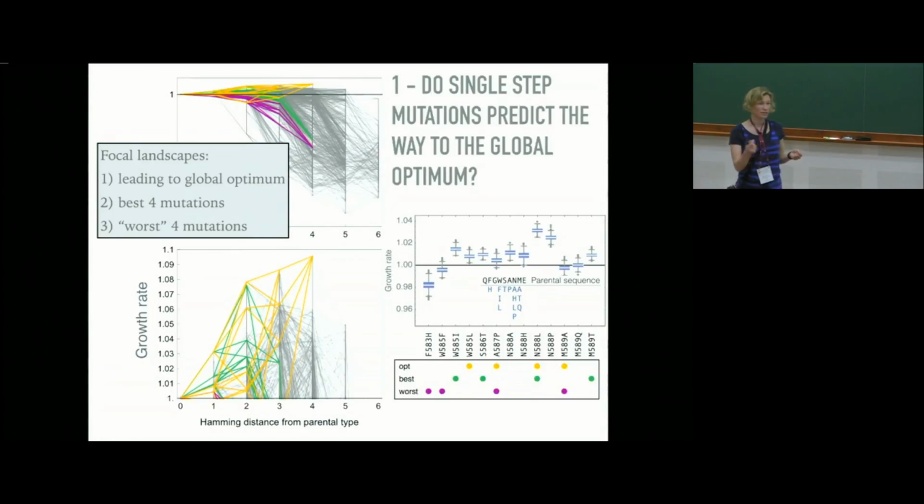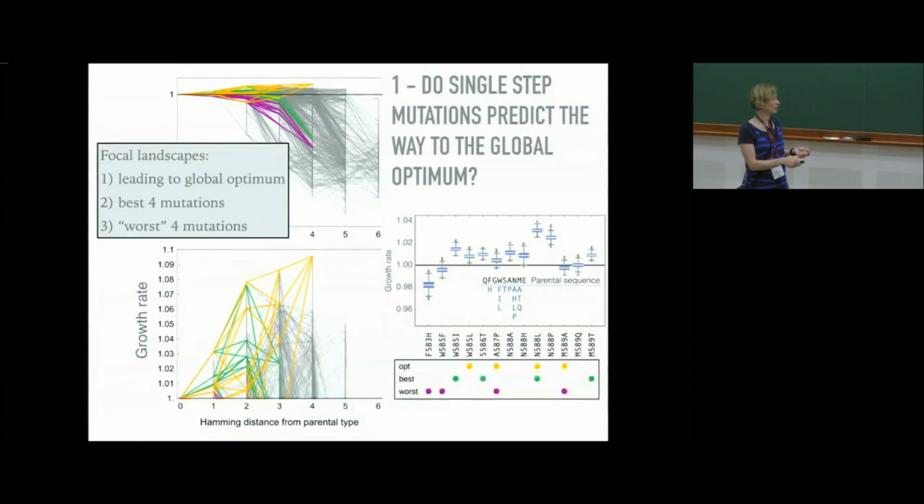And so what we picked first was one fitness landscape in which we just picked the 4 mutations that actually lead to the global optimum. And so we looked at whether the 4 single-step mutations that are involved in this sub-fitness landscape actually predict where you can get with the 4th step. Then the second one we picked was the one that had the best 4 mutations. And this means that we picked the ones that had the highest selection coefficients among these single-step mutations. And then finally, we picked the ones that had the worst 4 mutations.